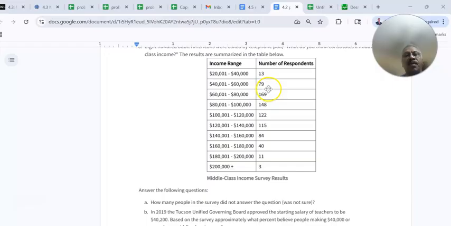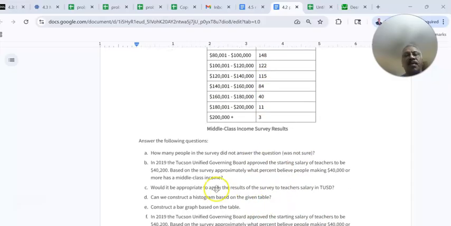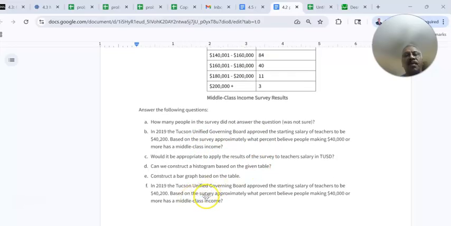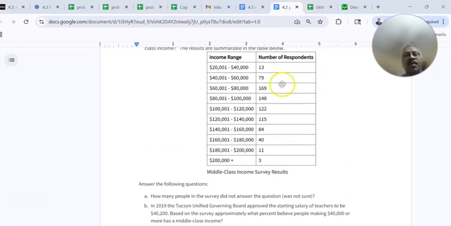It could be the middle. But it's all about perception of the place depending on the standard of living. So the question was asking, based on the survey, would it be appropriate to apply the result of the survey to teacher salary in Tucson Unified School District?